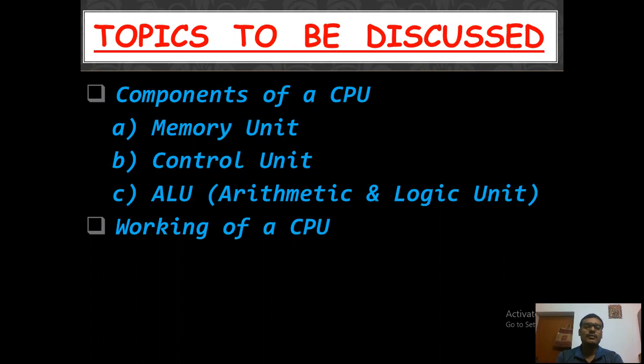Now coming to the topic, components of a CPU. First component is MU, memory unit. Second is control unit, CU. Third is ALU, arithmetic and logic unit.